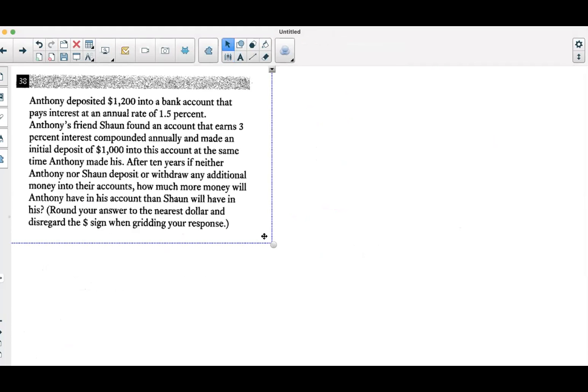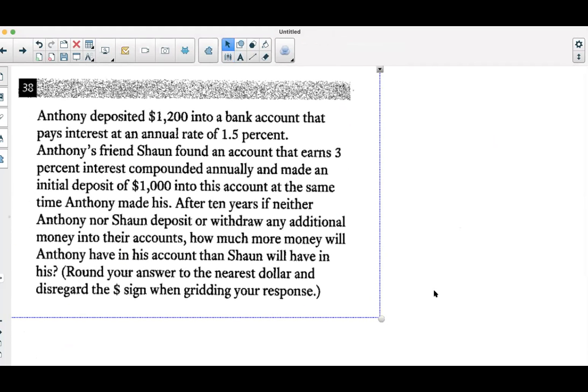It says Anthony deposited $1,200 into a bank account that pays interest at an annual rate of 1.5%. Anthony's friend Sean found an account that earns 3% interest compounded annually and made an initial deposit of $1,000. So we have two different amounts and two different rates. At the same time, Anthony made his. After 10 years, if neither of them deposits or withdraws, how much more money will Anthony have in his account than Sean? So in this case, what are we looking at, guys?